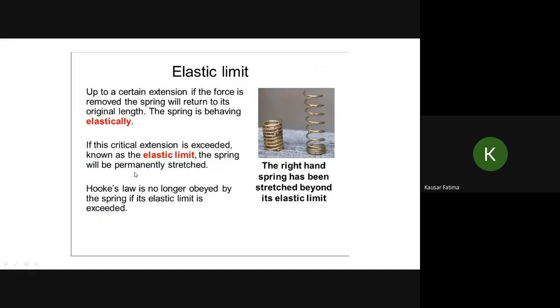And it means it won't be obeying Hooke's law any longer, because after the proportionality elastic limit is crossed, the object will not obey Hooke's law, meaning load will no more be proportional to extension.